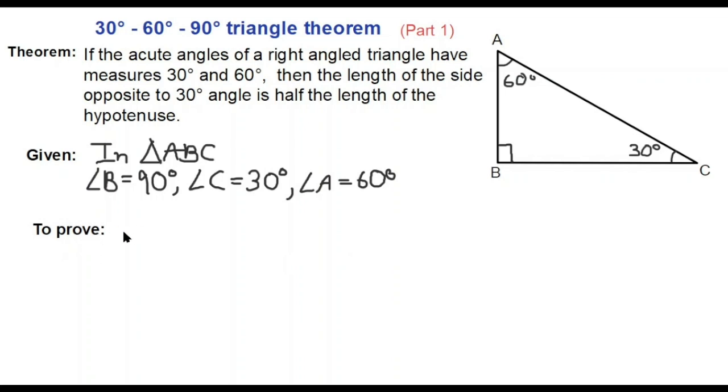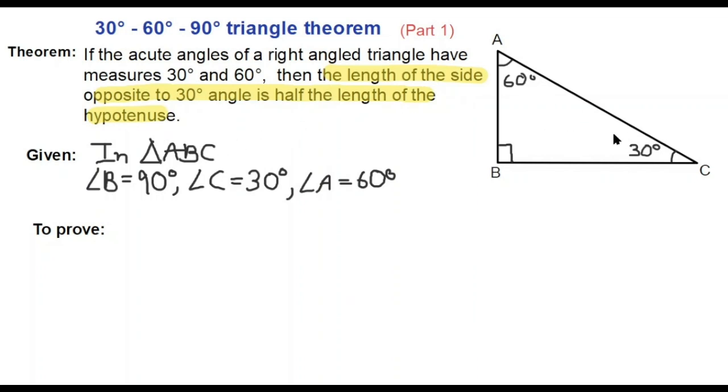Now you have to write what is to be proved. Whatever part of the statement is there after then, that we have to prove. So what we have to prove is: the length of the side opposite to the 30 degree angle is half the length of the hypotenuse. So how will you write this?